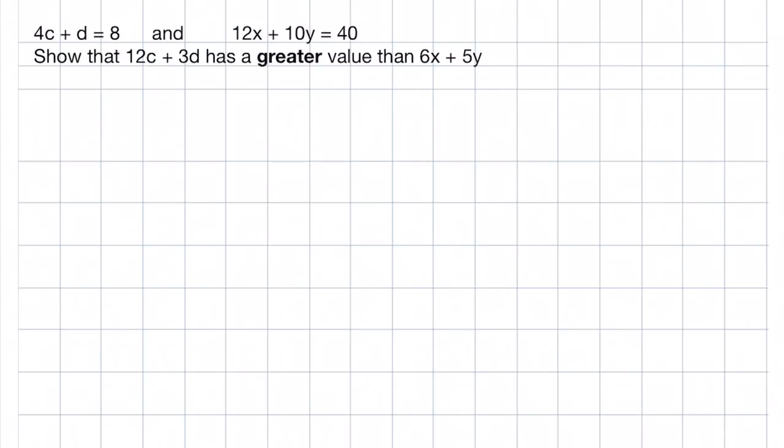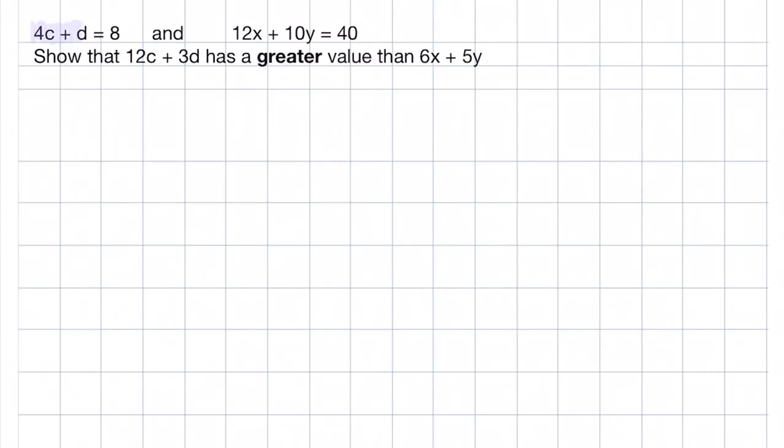So for this one we have a slightly wordy one. So we've got 4c add d equals 8 and 12x add 10y equals 40. Show that 12c add 3d has a greater value than 6x plus 5y. Now this seems really overwhelming because there's so many different variables and letters and numbers going on. You need to show something is greater than something else, and it doesn't quite correlate to what we're given on the screen. So my first thing is just to break it down and kind of stay calm.